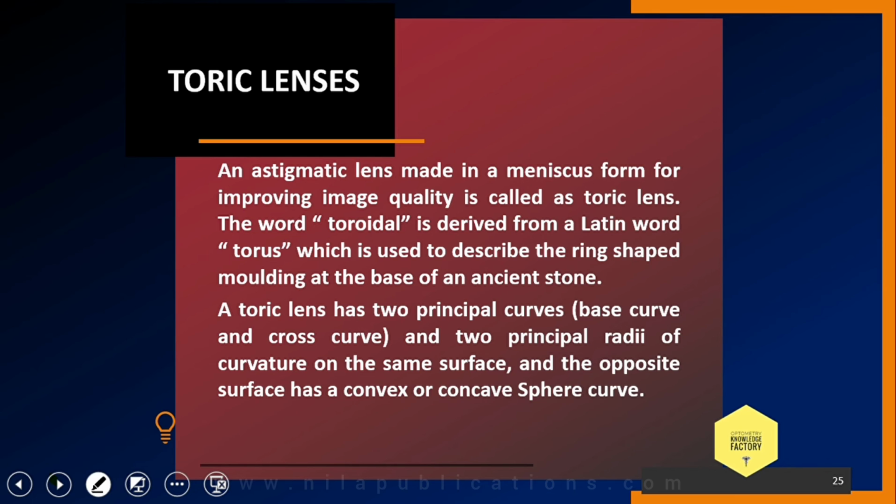An astigmatic lens made in meniscus form for improving image quality is called a toric lens. The word toroidal is derived from the Latin word torus, which is used to describe the ring-shaped molding at the base of an ancient stone. A toric lens has two principal curves, that is base curve and cross curve, and two principal radii of curvature on the same surface, and the opposite surface has a convex or concave spherical curve.